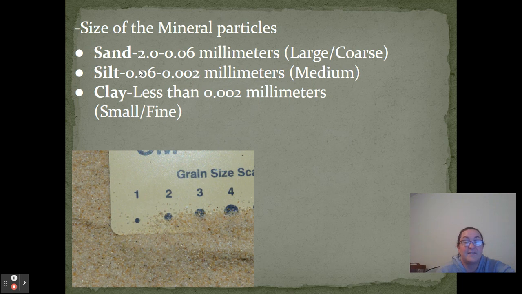So for the sizes of the material, we need sand, silt, or clay. 0.2 to 0.06 millimeters, and so on down. And as you can tell, the smaller the size, the harder it is for soil or materials to pass through.